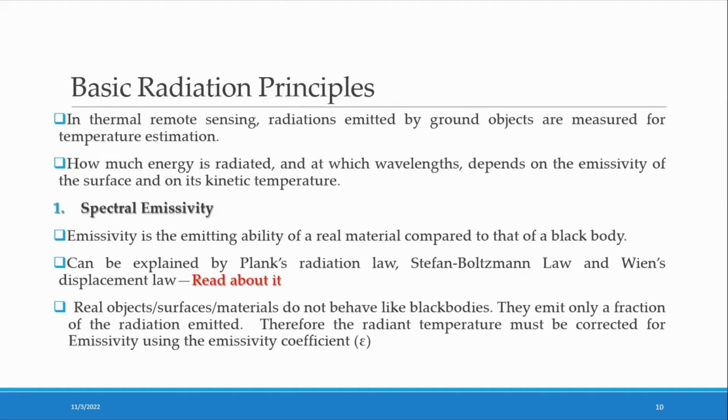So this black body radiation or black body principle can be explained using Planck's radiation law, Stefan-Boltzmann's law, and Wien's law. These are the laws I'm telling you to go read about. These laws relate the amount of energy emitted to the temperature of the body. We have said that the black body is a perfect emitter of radiation, meaning that all the energy that it absorbs, it emits.